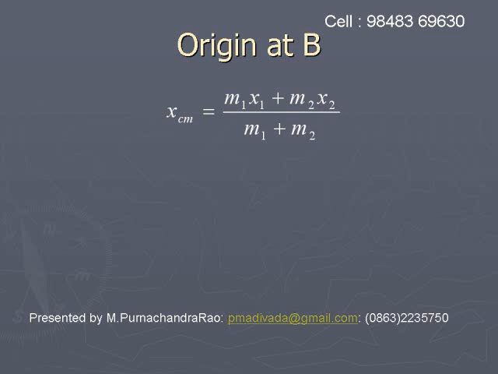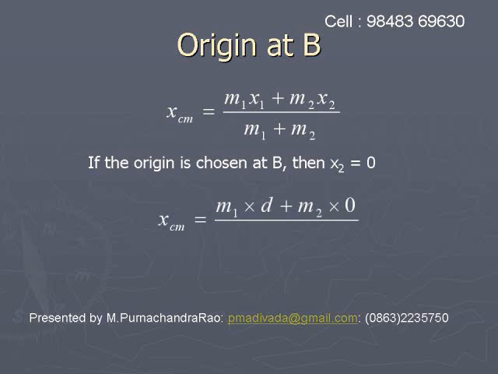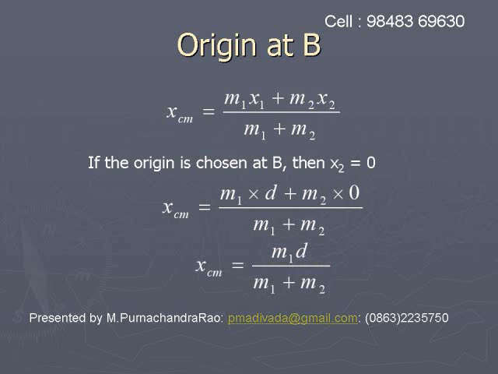Origin at B. The relation for XCM is (m1 x1 plus m2 x2) by (m1 plus m2). If the origin is chosen at B, then x2 becomes 0. Hence, XCM is equal to (m1 into D plus m2 into 0) whole divided by (m1 plus m2), which becomes XCM is equal to m1D by (m1 plus m2).